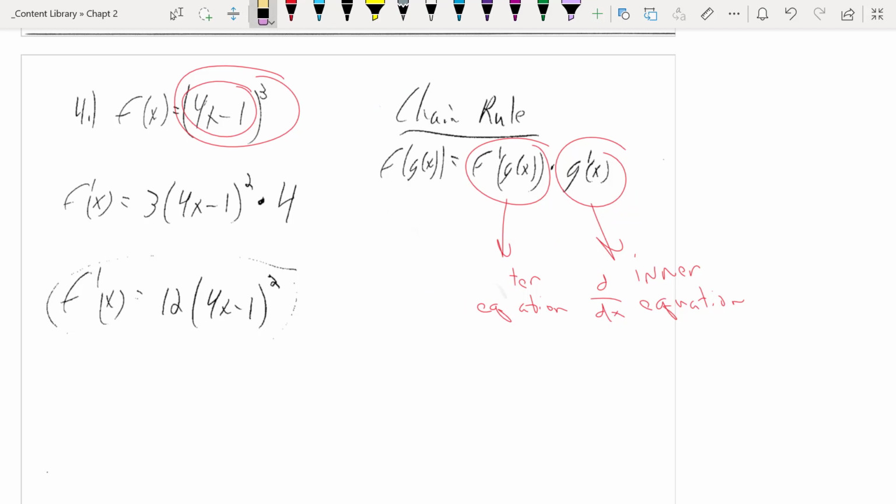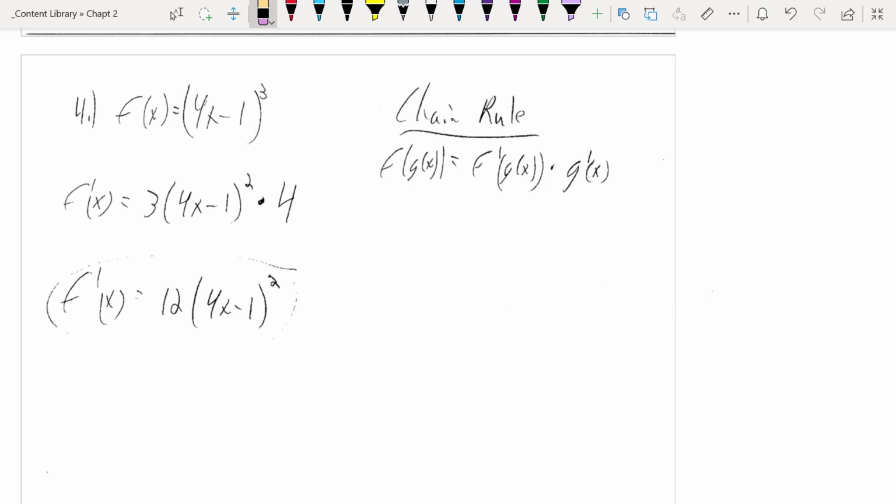So applying the chain rule to problem number 4, we're going to go ahead and do those steps. I'm first going to look at my outer equation, which is 4x minus 1 all to the third. Remember, chain rule says multiply this down front, so this 3 comes down here. And then remember, you're going to subtract 1 from your exponent. So that's 3 times 4x minus 1 squared.